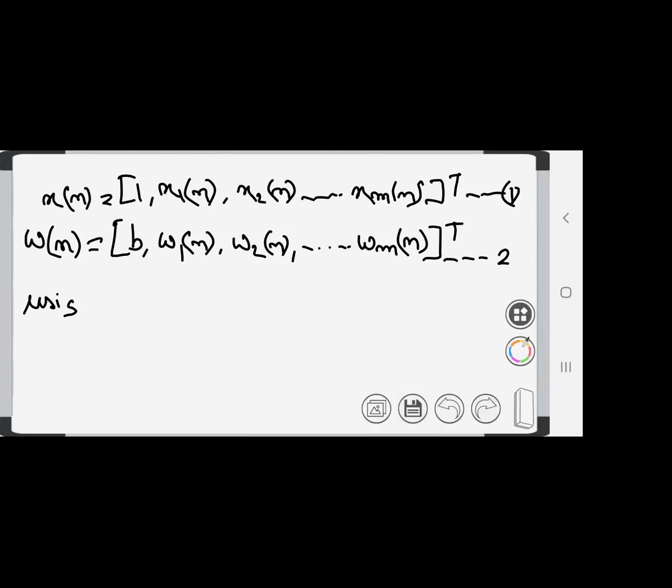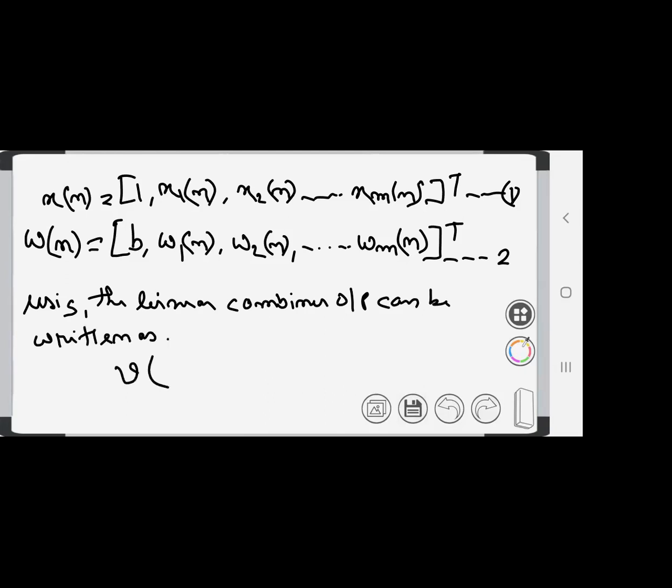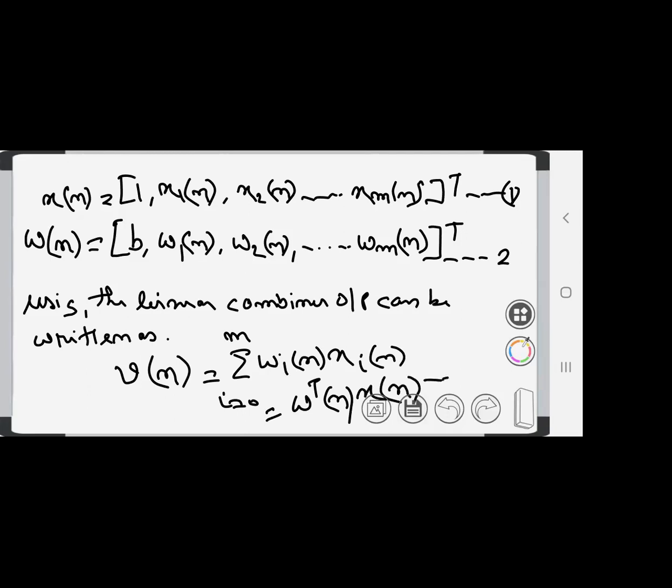Using the linear combiner, the linear combiner output can be written as v(n) equals the summation over i equals 0 to m of wi(n) xi(n), which can also be written in the form w transpose(n) x(n). Okay, so this is my equation 3.